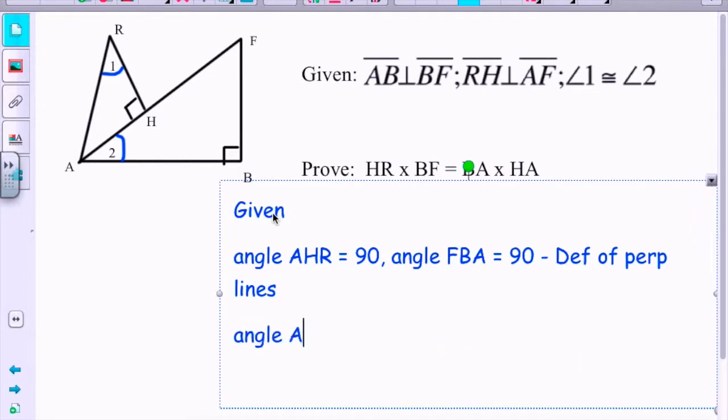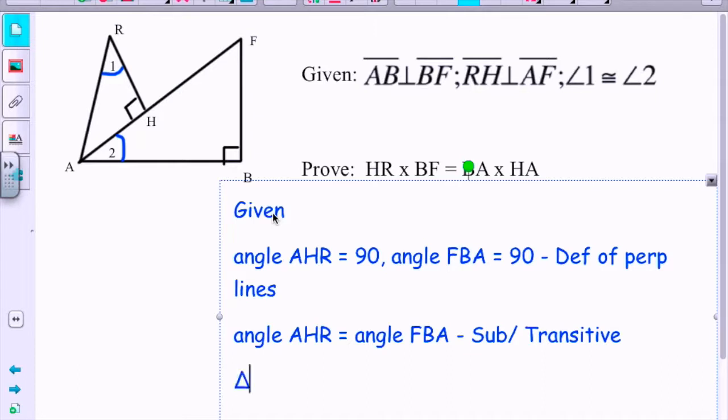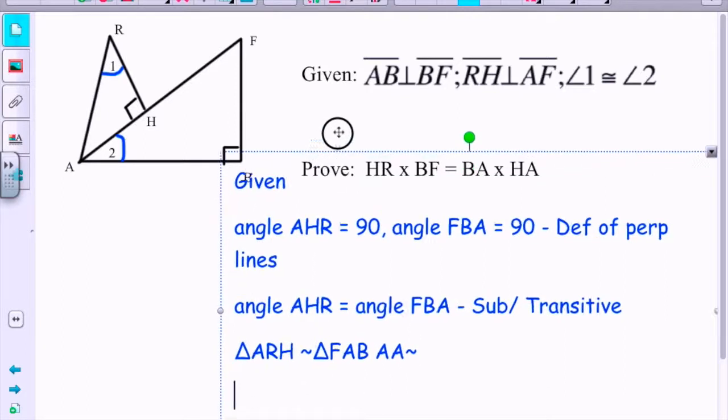Then I can say angle AHR equals angle FBA. And you could say substitution or transitive property here. Both of them work because they both say that. Okay, it was already in the given that angle 1 is congruent to angle 2. So now I can prove triangle ARH is similar to triangle, let me make sure I use my corresponding parts correctly, FAB by AA similarity. Now notice that's not exactly what I was trying to prove, so I have a little bit more to go.